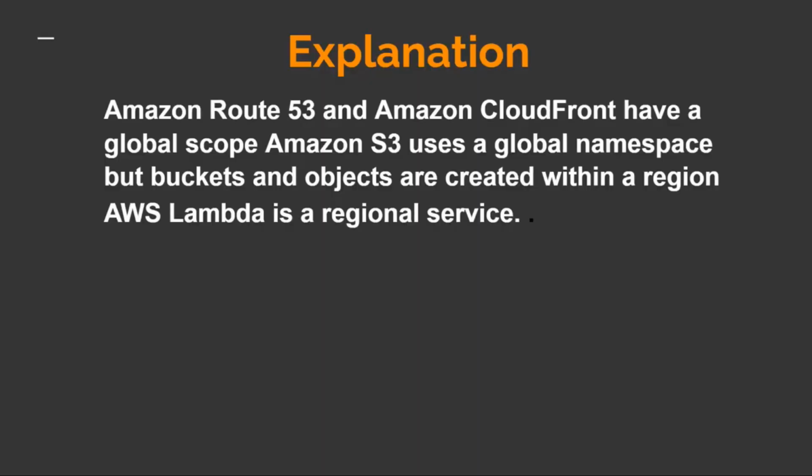Amazon CloudFront. Explanation: Amazon Route 53 and Amazon CloudFront have a global scope. Amazon S3 uses a global namespace, but buckets and objects are created within a region. AWS Lambda is a regional service.